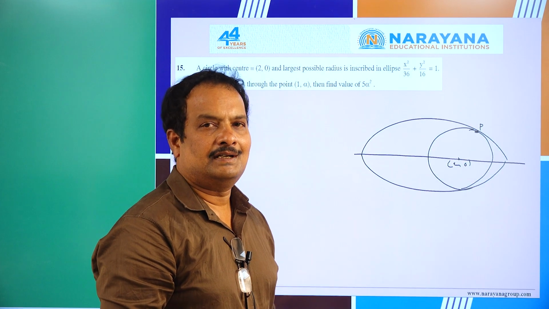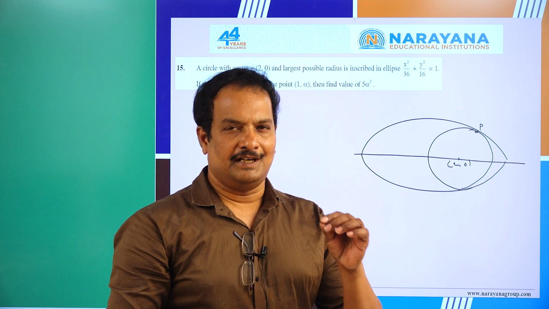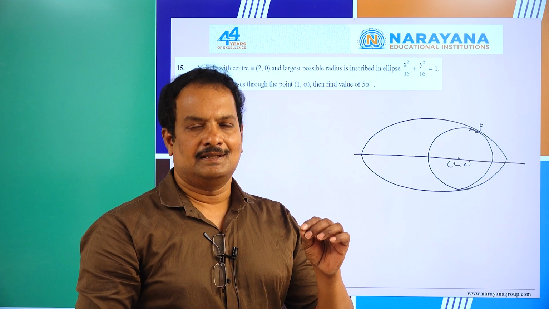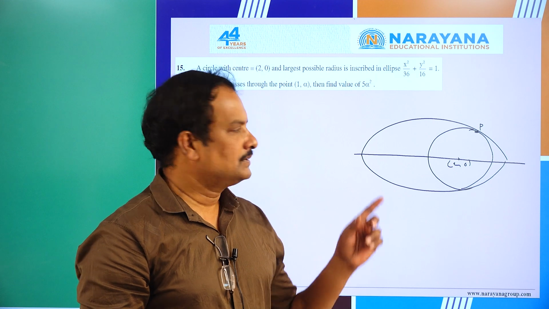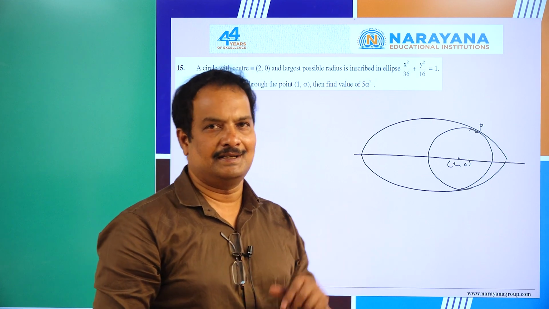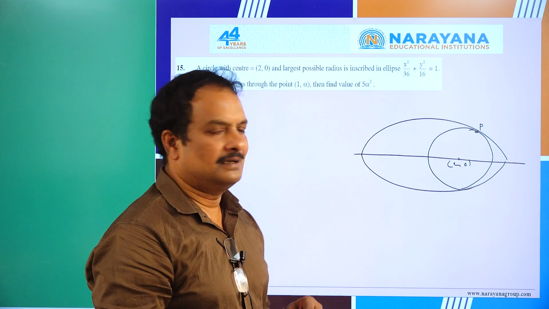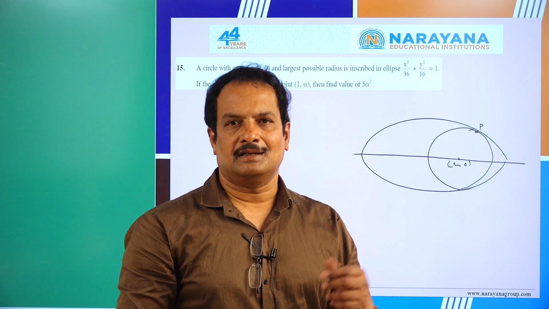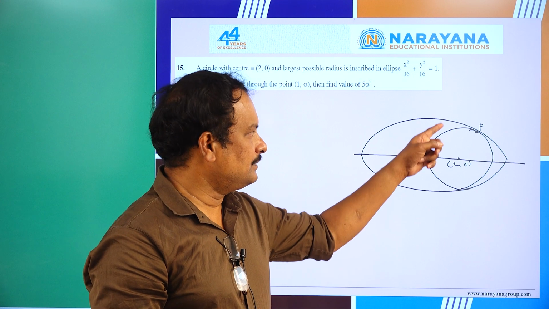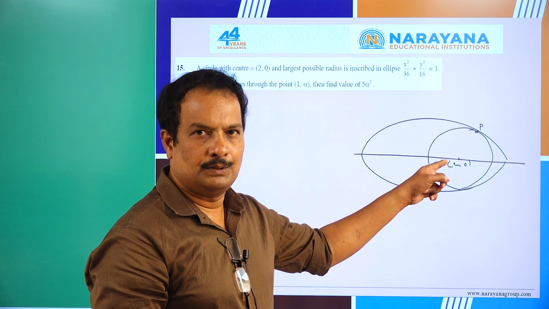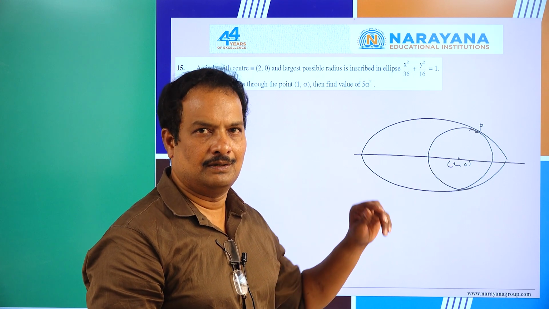We know that for a circle, if you take the normal at any point on the circumference, that will always pass through the center. So in this case, P is a common point for the circle and the ellipse. Let us take the normal at that point. What is the point P there? (a cos theta, b sin theta). The normal at that point passes through (2, 0). That way you can go for that.